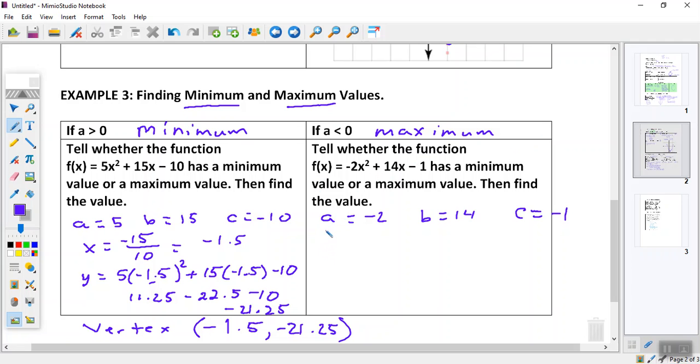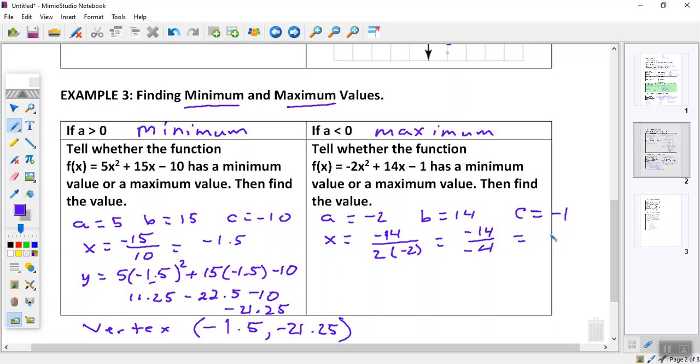What's the opposite of B going to be in this one, kids? Okay, so my line of symmetry, the X value for my vertex is going to be negative 14 over 2 times negative 2, right? Which makes us negative 14 divided by negative 4. Y'all know that a negative divided by a negative is still a positive, right?